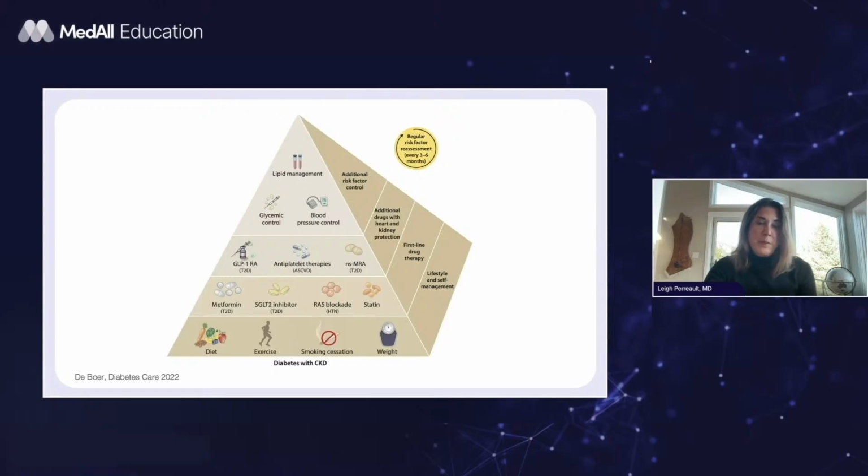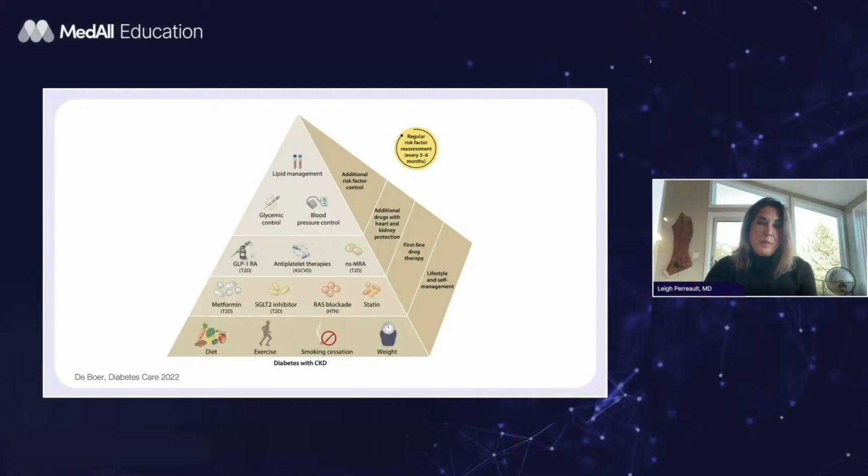As we move up the pyramid, you're looking at first-line drug therapies. Metformin typically remains first-line drug therapy, but SGLT2 inhibitors have really come into the fold, and I would argue that the use of an SGLT2 inhibitor in a patient with type 2 diabetes and CKD, you should use it independent of the person's A1C. So this means even if the person's A1C is 5.9%, you would still want to use this to prevent the progression of kidney disease.